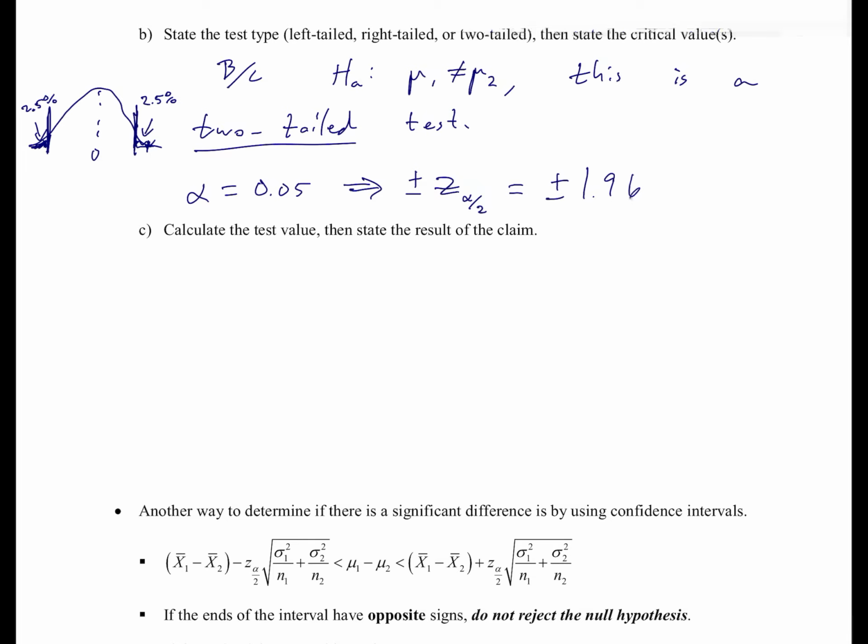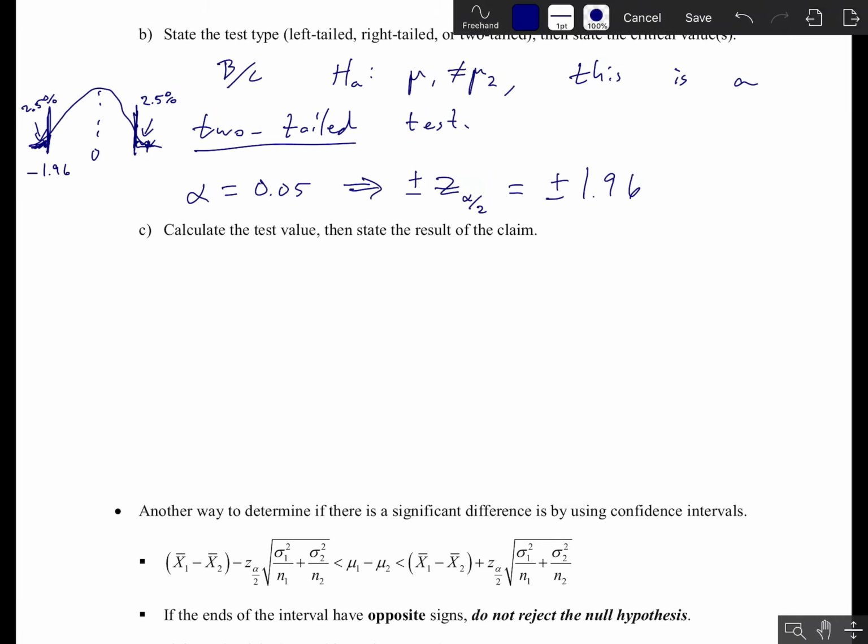And now it says calculate the test value, and then we'll state the result of the claim. So maybe I'll label these critical z-values that we have right here, 1.96 and negative 1.96. If we get a test value that's more extreme than that, in other words, further away from 0, then we would reject the null hypothesis. And if we end up getting a test value that lives closer to 0 than our critical values, then we would accept the null hypothesis.